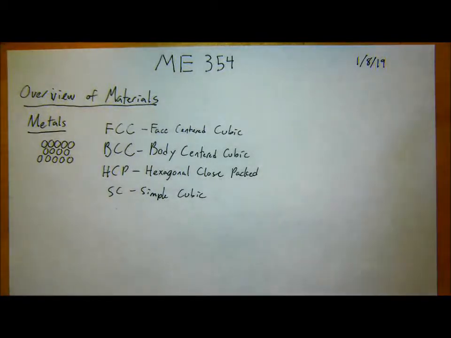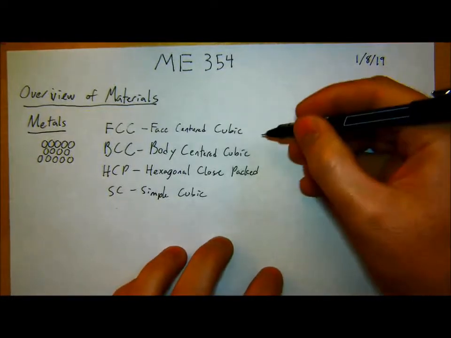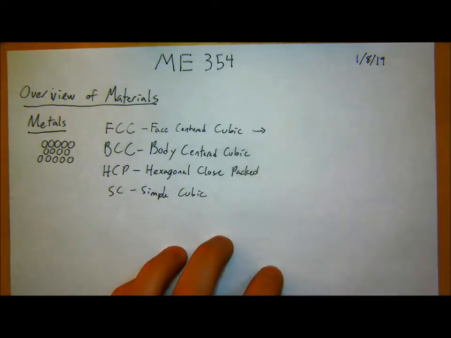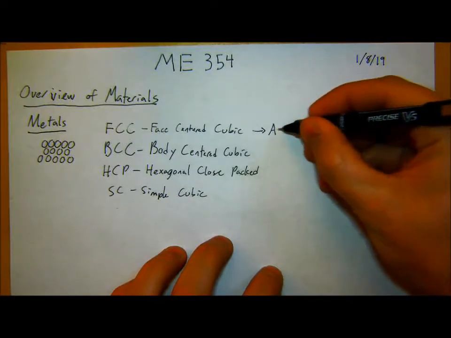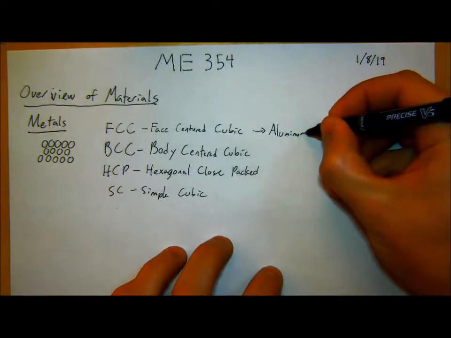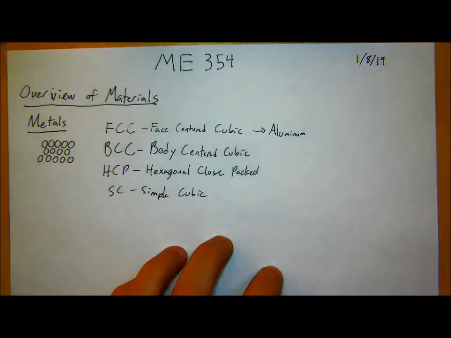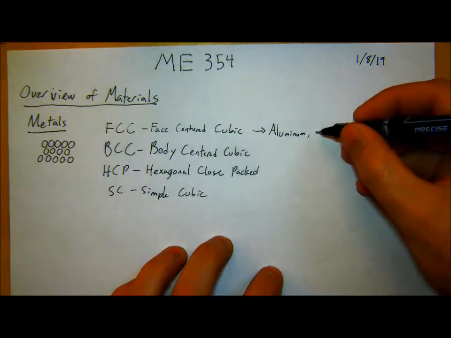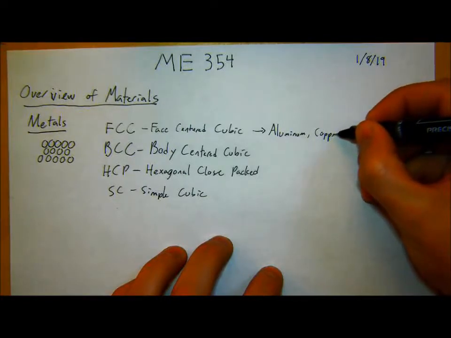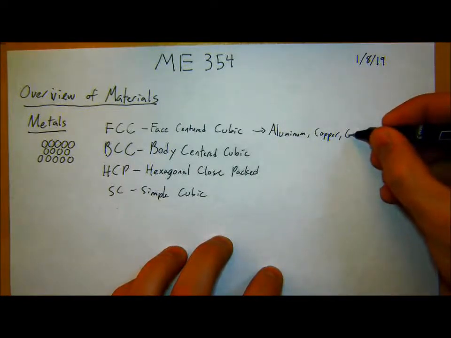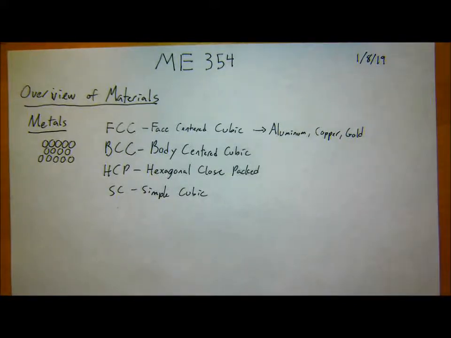Going back, just to put some of these in context, metals that you're familiar with. Our face-centered cubic elements: aluminum forms a face-centered cubic structure. Copper will form a face-centered cubic. Gold will form a face-centered cubic, and FCC is the densest packing that you can get of these elements. I think the density is around 76%.